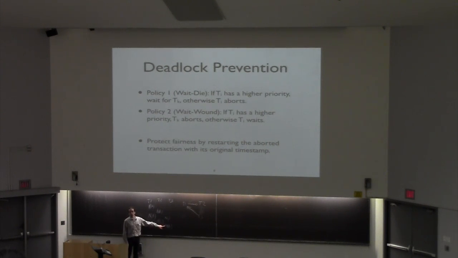Here, the last operation: yes, T3 has the lowest priority. It tries to acquire a lock on something already held by T1. That fails. This doesn't fail because it's acquiring a lock on something with lower priority. This doesn't fail either for the same reason. When this thing fails, this lock gets released. So transaction two and transaction three proceed.